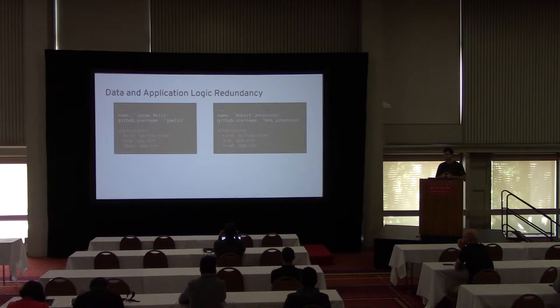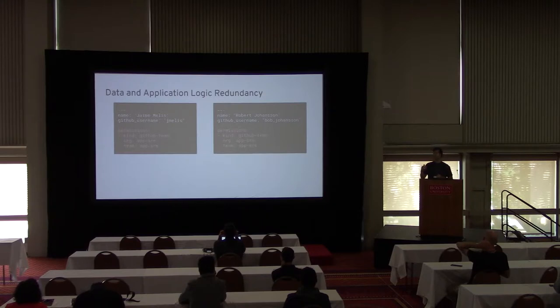The three other things, data and application logic redundancy and language independence, this one is a bit harder to explain, I think. But the idea is that, let's say we have two developers, Jaime Melis and Robert Johansson, and they are both in the same team. Chances are they will have the same collection of permissions. Does this mean that we will need to write the same list of permissions in two different files? What happens if we want to add a permission? We have to modify all the members of the team. So it's obvious at this point that what we need is a database.